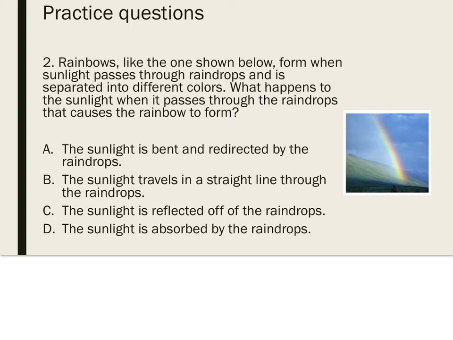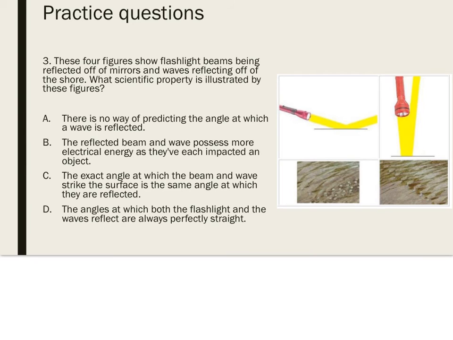All right, so when light that is traveling in air then travels through water, such as a raindrop, the light is bent and redirected. The different colors of light bend by different amounts at the surfaces of the raindrop. So this separates them into a rainbow. So A.